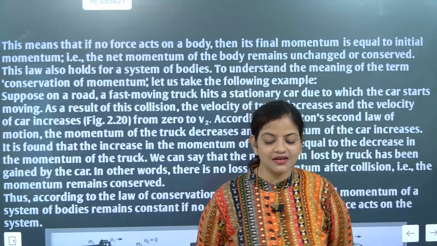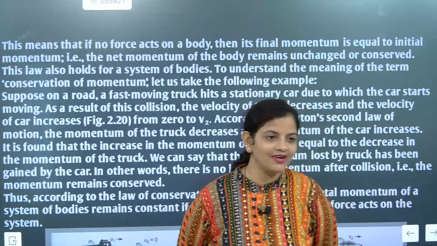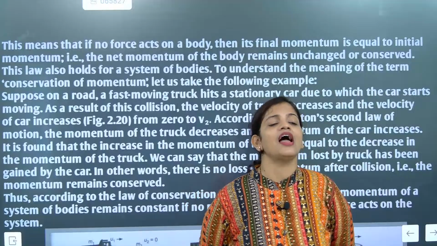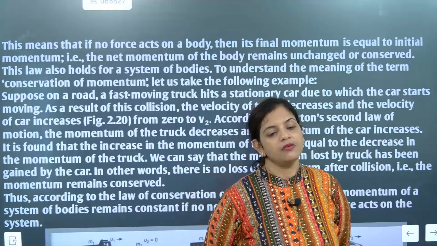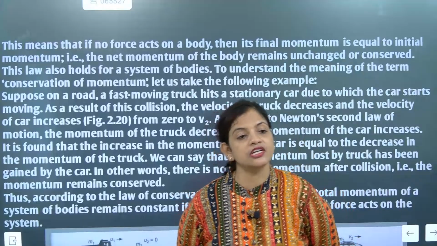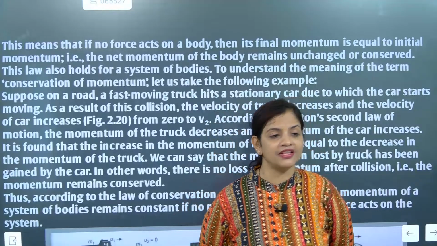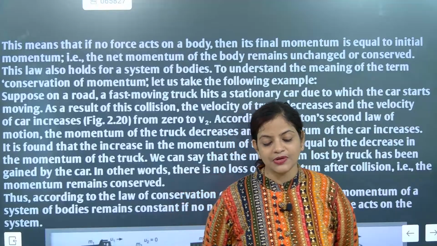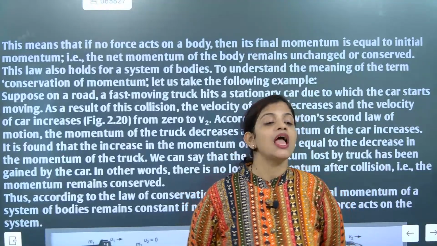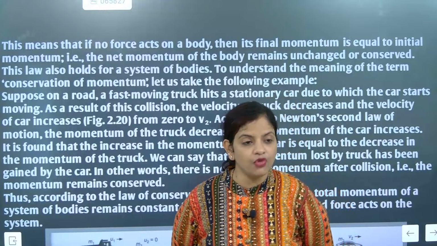Amrish is telling that cycle will gain momentum and bike will lose momentum. That means one body's velocity will be reduced, another body's velocity will increase, though the mass of both the bodies remains the same. So the bike person's mass will be the same as before collision, and the scooty or cycle person's mass will be the same as before collision.